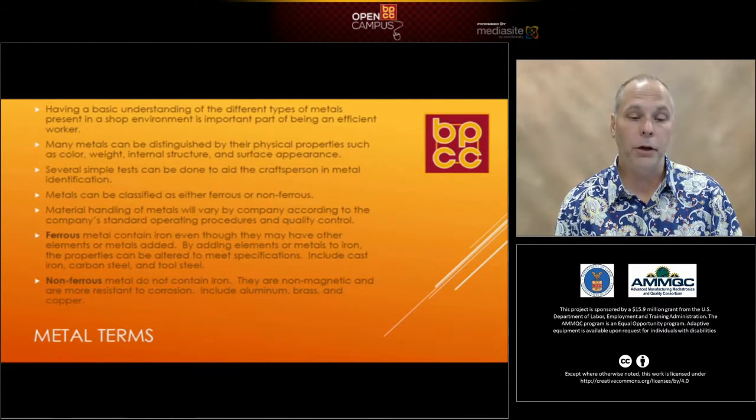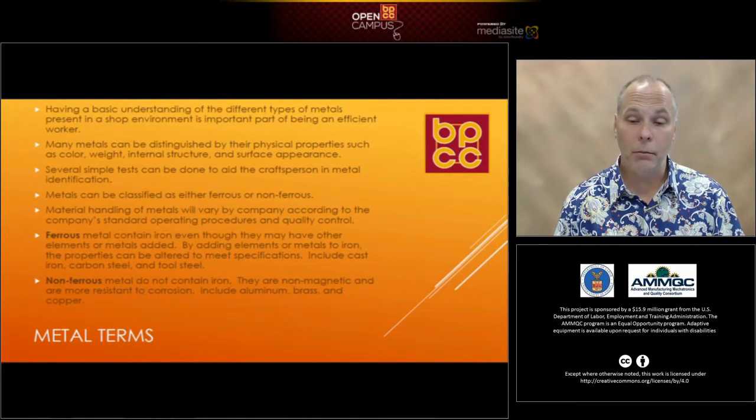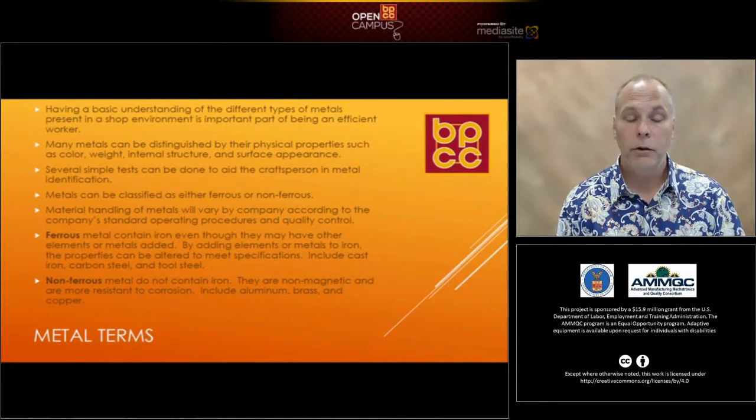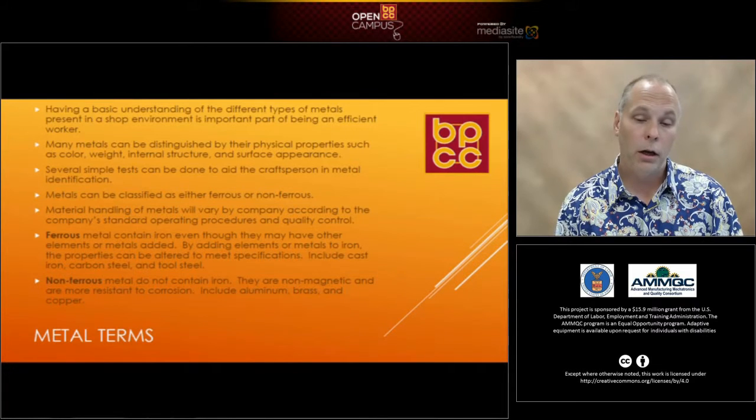Then you have the non-ferrous metals, which do not contain any type of iron. They're usually non-magnetic, which means that magnets won't stick to them, and they're more resistant to corrosion. Since they don't have the iron aspect to them, they're more resistant to corrosion. They include aluminum, brass, and copper.